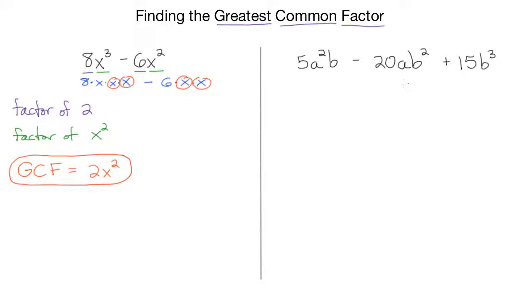Let's look at a trinomial here. So we've got 5a squared b, all multiplied together, minus 20a times b squared, plus 15b to the third. So we've got multiple variables, we've got numbers, coefficients to worry about. Let's start with the 5, the 20, and the 15. What's the greatest common factor out of my numbers? So if you notice, 5, 20, and 15 are all divisible by 5, and that's the largest number. So we've got a factor of 5.